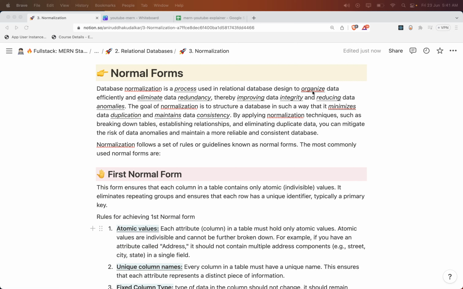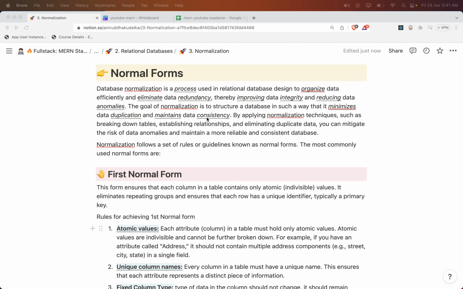used in the relational database to organize data efficiently, eliminate data redundancy by improving data integrity and reducing the data anomalies. Remember that we have seen what we mean by anomalies. If you reduce or remove the anomalies, your database structure will automatically come into the normalized form. The goal of normalization is to structure a database in such a way that it minimizes data duplication and maintains data consistency.